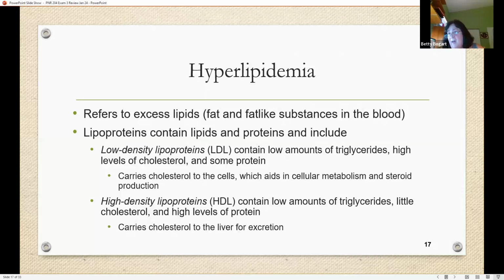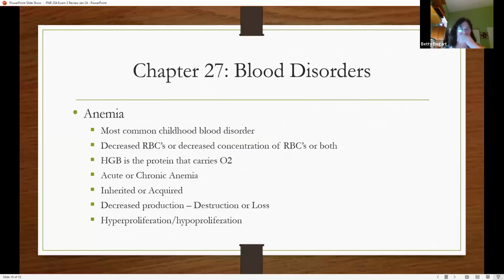HDL is healthy cholesterol, and it's what we want. We need fat, but like with the DASH diet, we just need it in minimal amounts. We don't need as much.